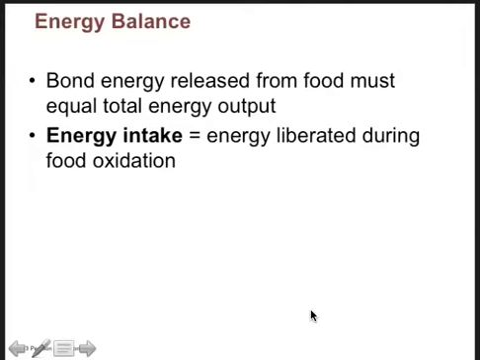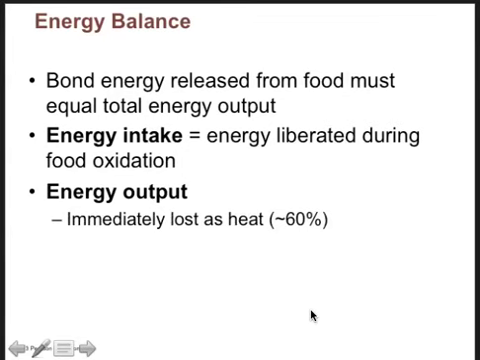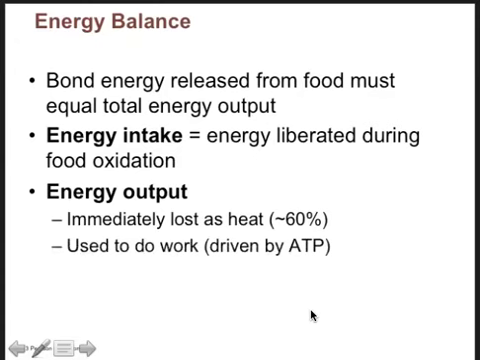Your energy intake equals the energy that's liberated during food oxidation, and your energy output can be immediately lost as heat. This is about 60%. It can be used to do work, and this is driven again by ATP. That's biological gas in the tank. And it can also be stored either as fat or as glycogen. And so that's how we shore up the body's pantry so that we have energy to utilize between meals.